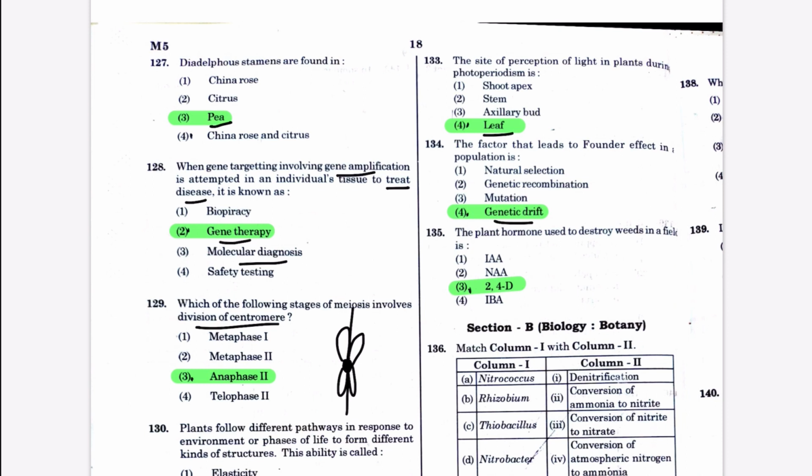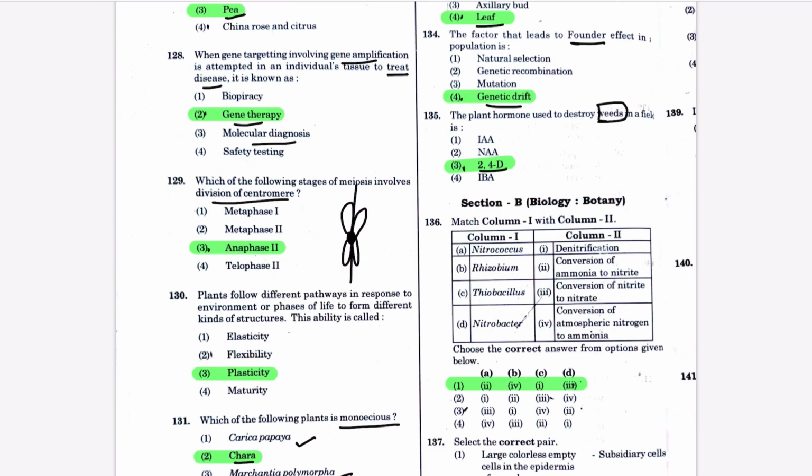Okay, so whenever this drift occurs and a new set of species is involved, the original individuals would be called the founders, right? So this is called the founder effect. Okay, 135, the plant hormone which is used to destroy weeds, right? So obviously it must be an auxin and the answer here is 2,4-D. So next we will move on to section B.